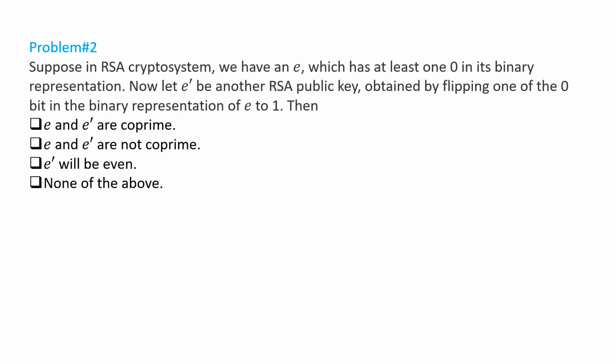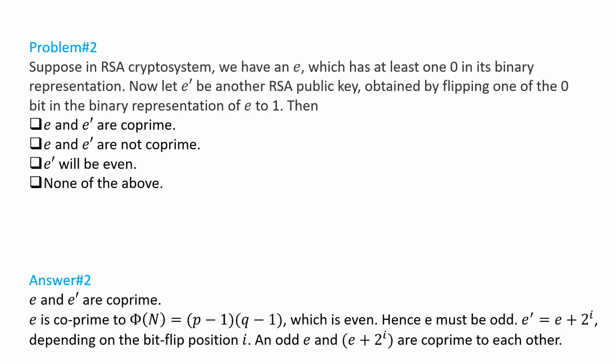And if you flip any 0 to 1 in the binary representation of E, then what you get is the value E plus 2 to the power i, depending on which ith bit position you are flipping, right? That is easy to understand, right? Now, our argument is that you know that E is co-prime to phi n, right? That is how you choose E. Otherwise, computing the inverse of E modulo phi n would be impossible. So you need to choose E in the RSA crypto system in a way that E is co-prime to phi n.